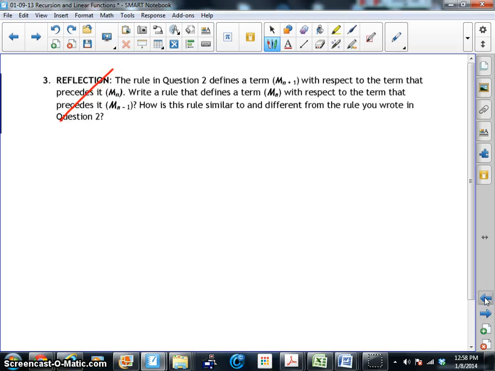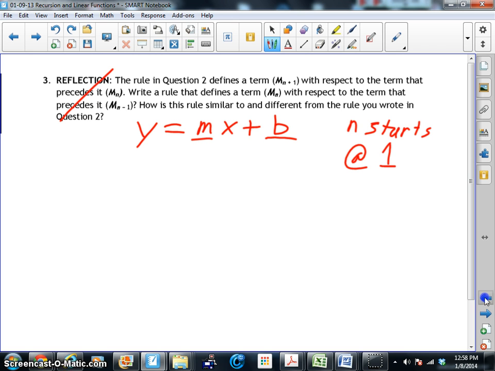So the basics to our recursive rules are this. If we have y is equal to mx plus b, the basics on how to do this are really simple. I'm just going to put this together really fast. If I give you this rule and I tell you n starts at 1, this is how you write this. These are the important parts. We can use other letters, so I'm going to use other letters for our list.